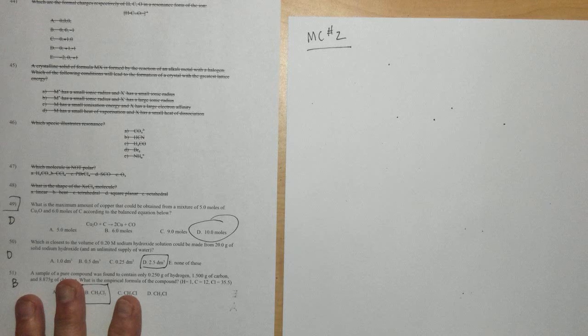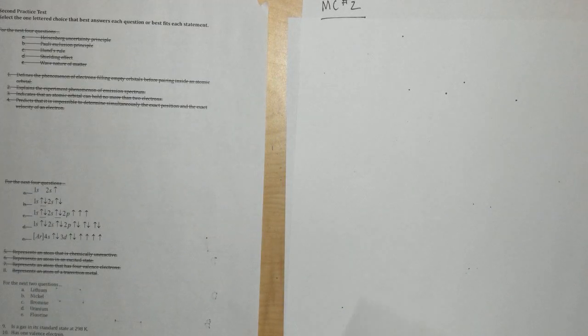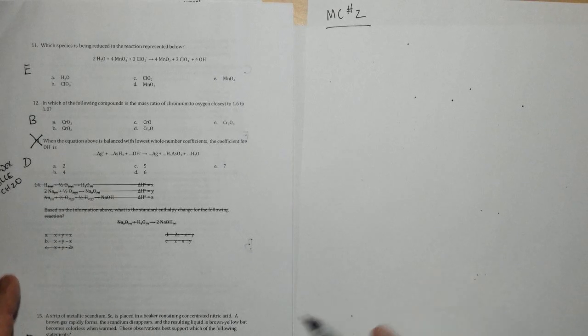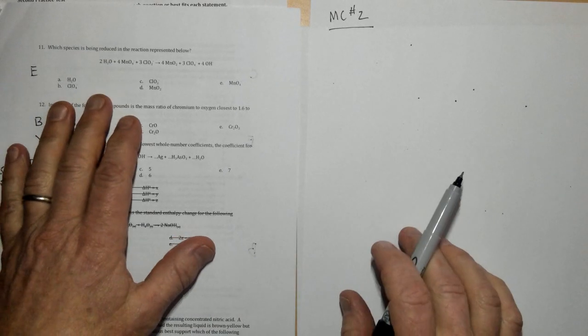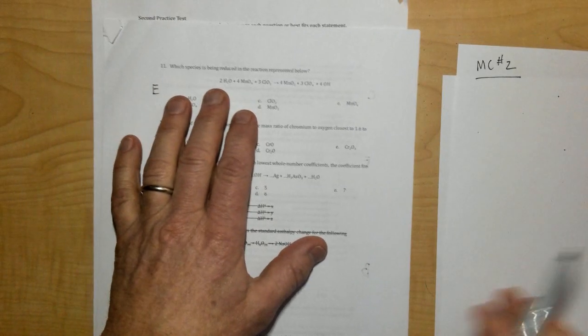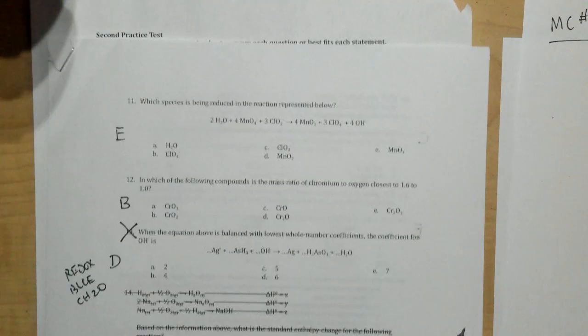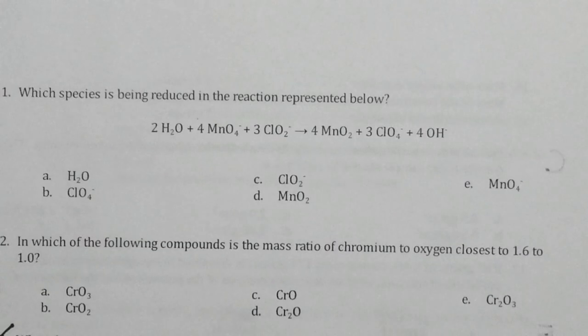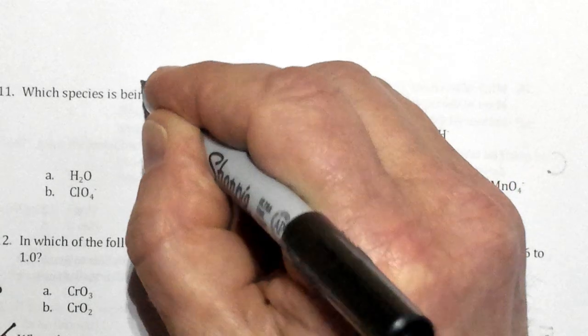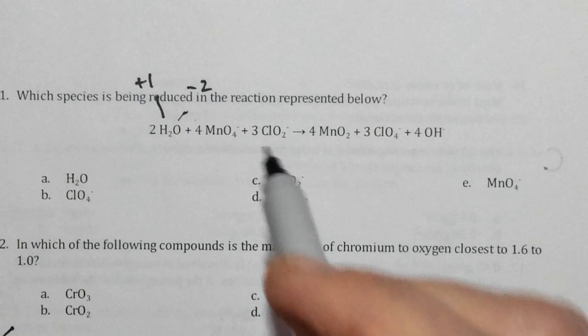Okay, on the back side, on the next page, we now go to problem number 11. And it says, which species in this is being reduced in the reaction below? And so I'm going to zoom in and assign oxidation numbers for this really quick. Oxygen is -2, which means hydrogen is +1.